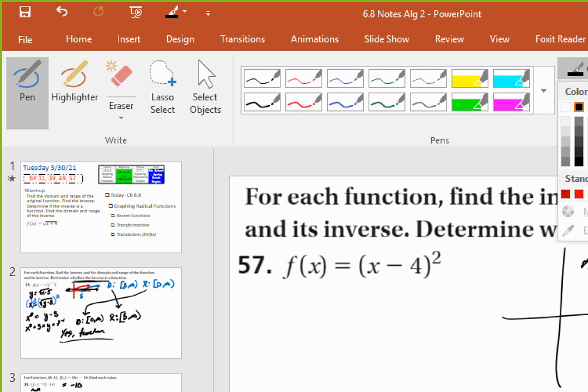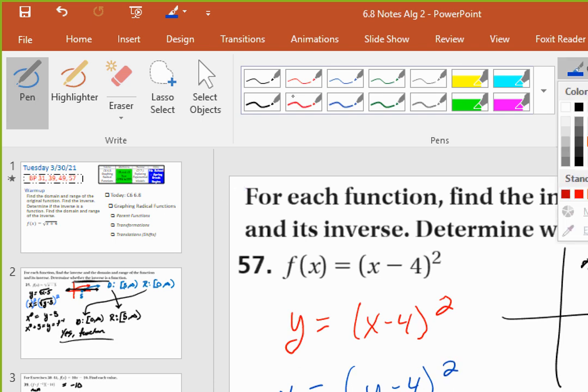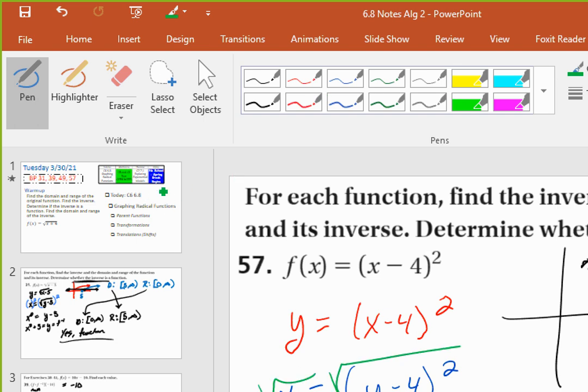Okay, so now let's look at the inverse. So if I said this is the same thing as y equals x minus 4 squared, do our switch, and I'm going to say x equals y minus 4 squared. I'm going to undo with square roots. That brings in the plus minus. Okay, you're undoing a squaring. You're doing that square root symbol. That's when the plus minus comes in.